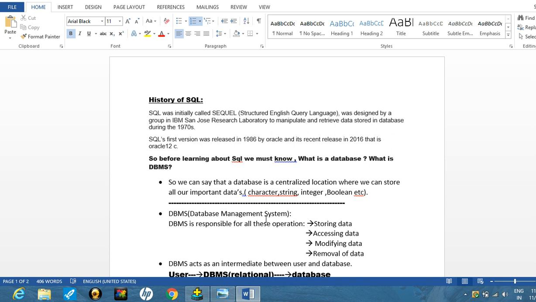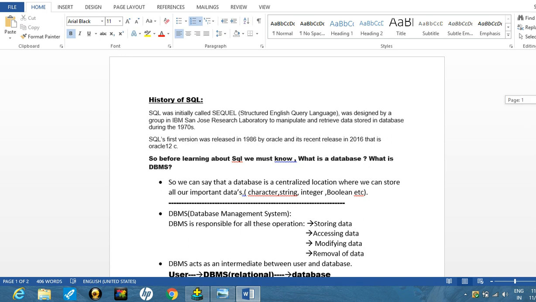Okay, let's see what is DBMS. I'm showing you everything in short. Later I will be explaining you the whole thing. What is a DBMS? DBMS is responsible for all these operations, although there are many functions of a DBMS, but generally these are some basic important functions of a DBMS, that is storing data, accessing data, modifying data, and removal of data.